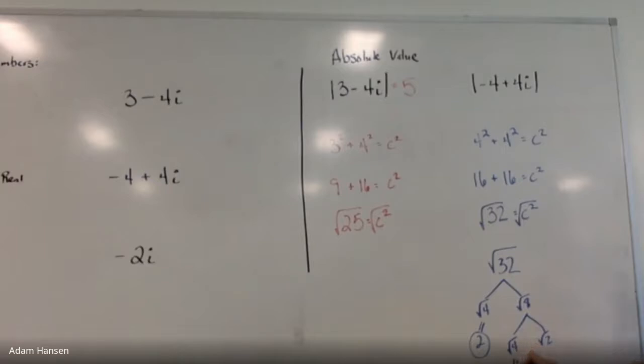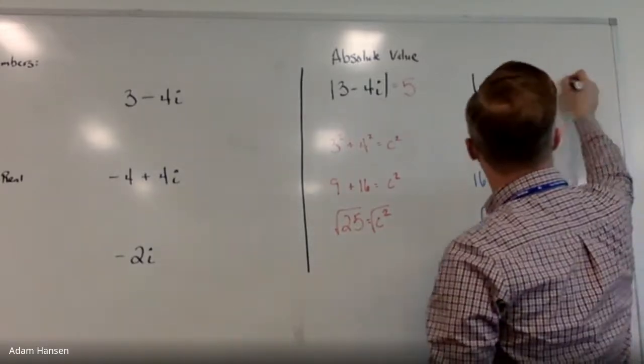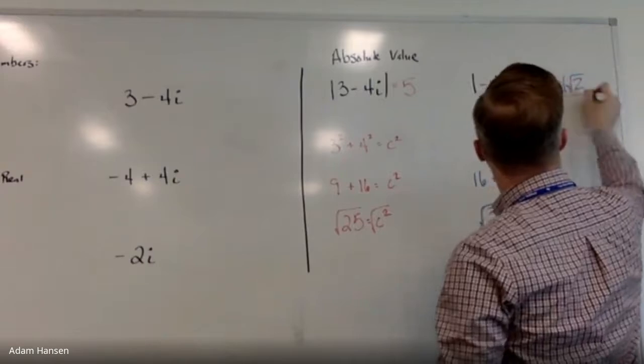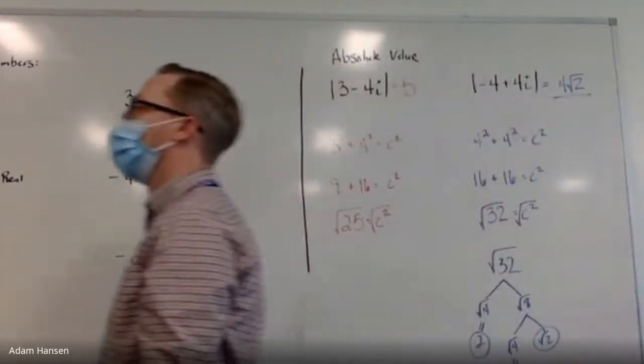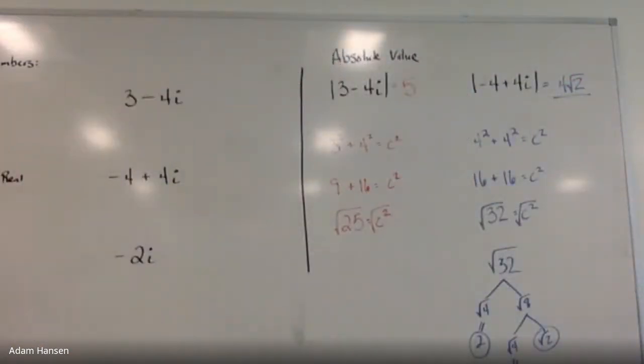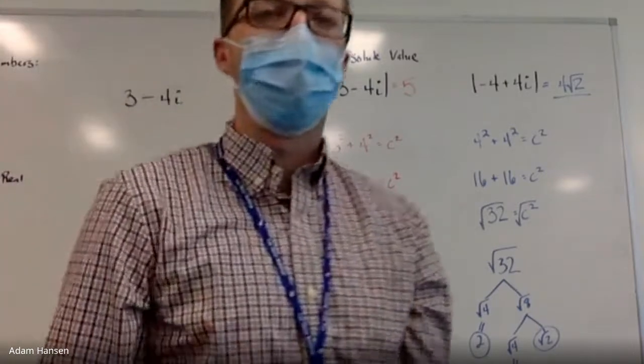Square root of 4 is still 2. The square root of 2 can't be simplified. Multiply everything back together for our answer. What's 2 times 2? 4. So the answer is 4 square root of 2. It's important to see where that answer is coming from, right?